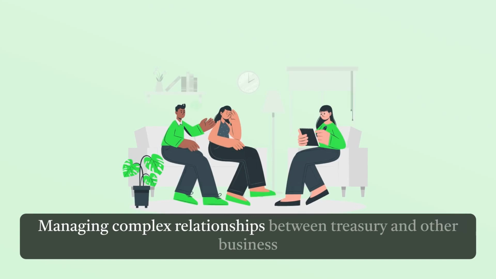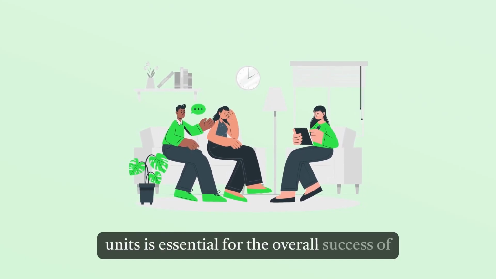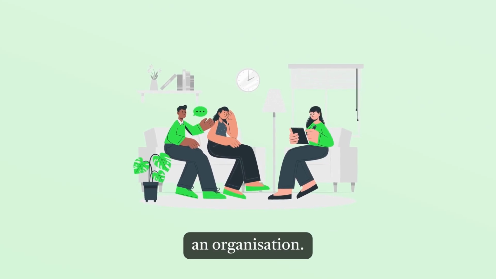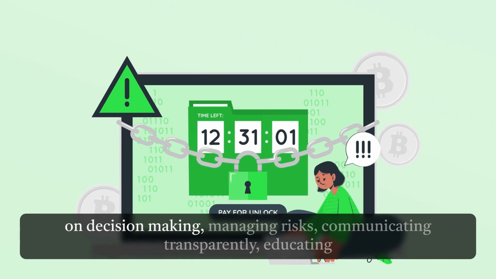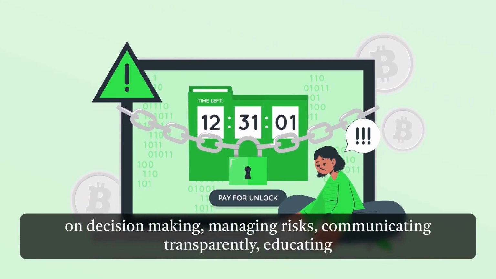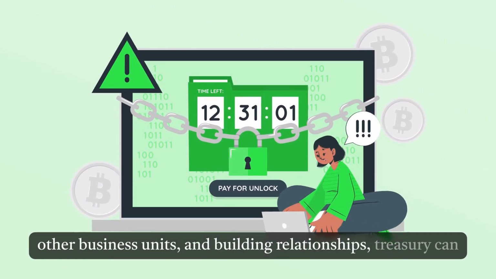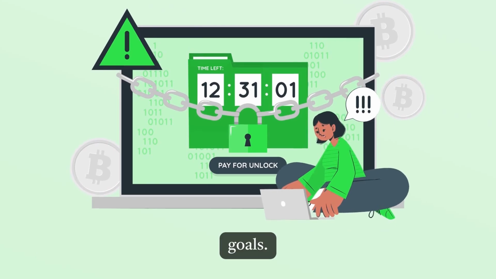Managing complex relationships between Treasury and other business units is essential for the overall success of an organization. By understanding the needs of other departments, collaborating on decision-making, managing risks, communicating transparently, educating other business units, and building relationships, Treasury can effectively contribute to the achievement of the company's goals.